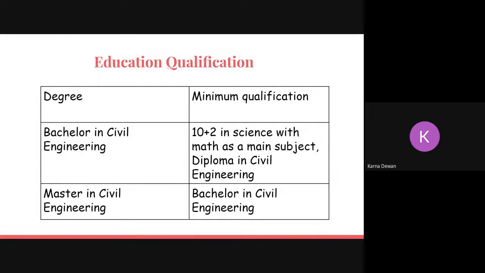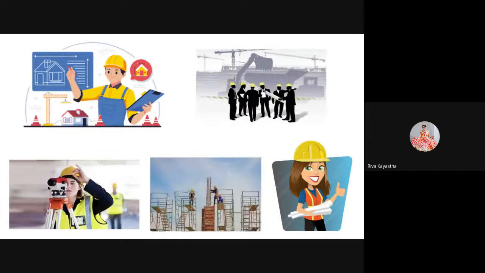Education qualification for civil engineers. The degree that they need is a bachelor's in civil engineering and a master's in civil engineering. Minimum qualification is grade 12. These are the pictures that show about civil engineering. Thank you. Hope you got some knowledge about civil engineers.